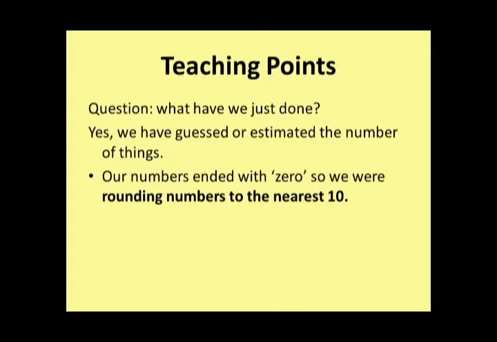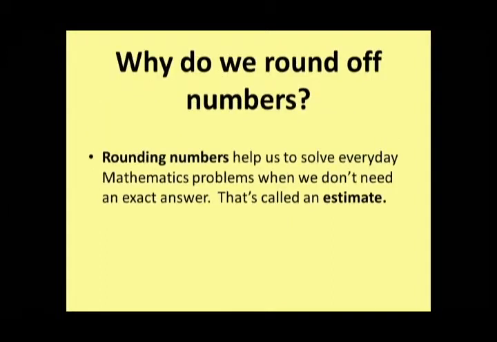Now, what have we just done? Yes, we have guessed or estimated the number of things. Our numbers ended with 0, so we were rounding numbers to the nearest 10. Why do we round off numbers? Rounding numbers helps us to solve everyday mathematics problems when we don't need an exact answer.